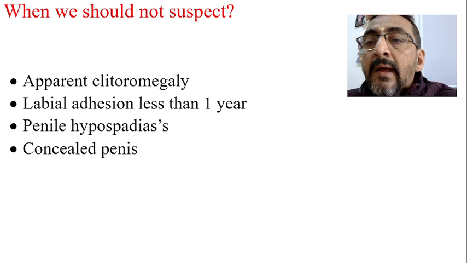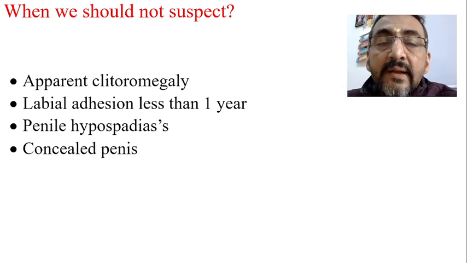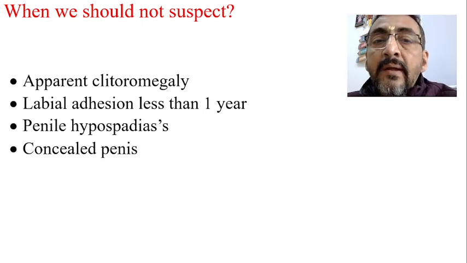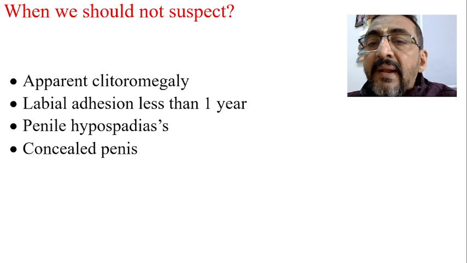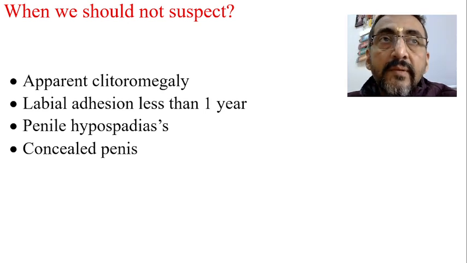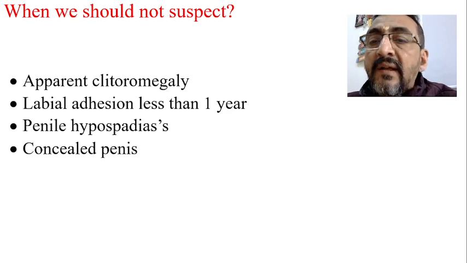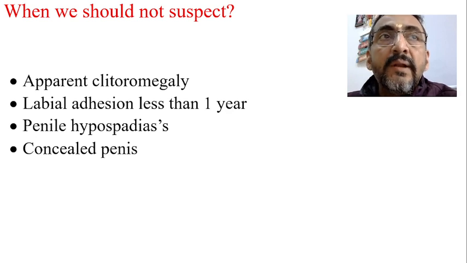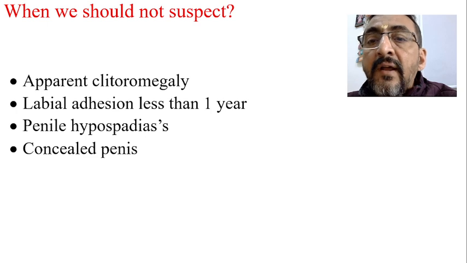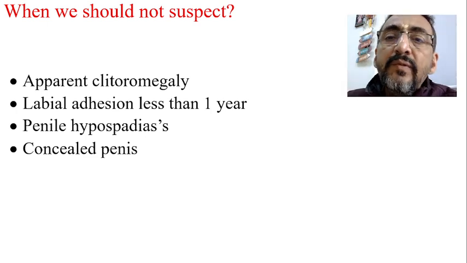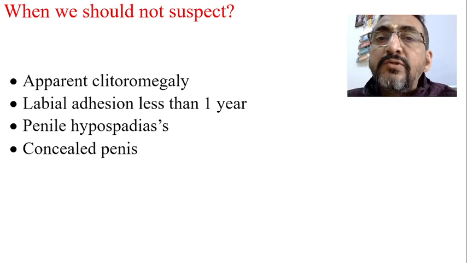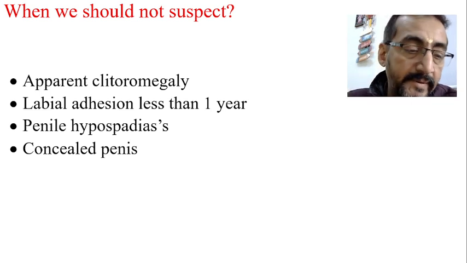Number two, labial adhesion in less than one year, where the labia majora and labia minora are adhered. Then penile hypospadias opening, and concealed penis, where the penis is not visible properly, probably a micropenis or mini penis, etc. These are some of the things which make us suspect DSD.